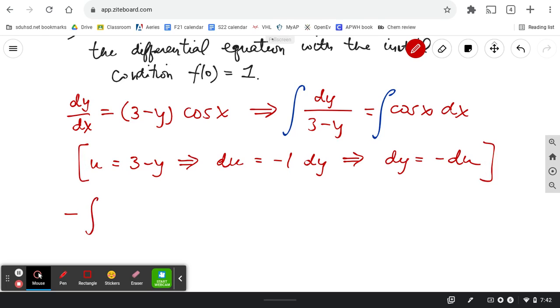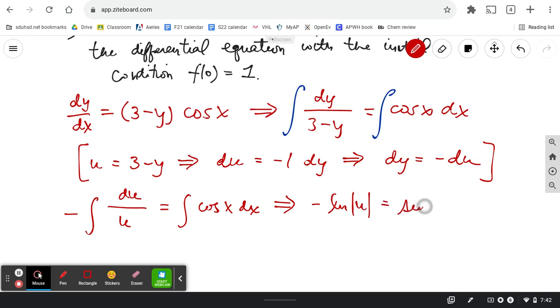So we'll get negative du over u equals the integral of cosine x dx. This will just be negative ln of the absolute value of u equaling sine x plus c. And now we have to plug u back in. So we have negative ln of the absolute value of 3 minus y equaling sine x plus c.